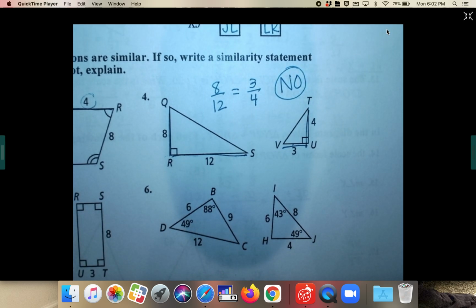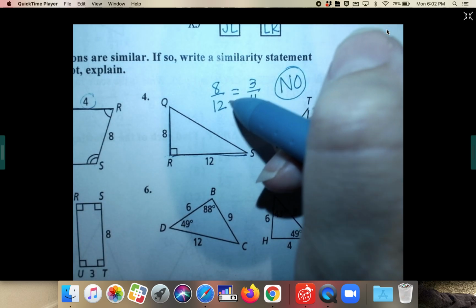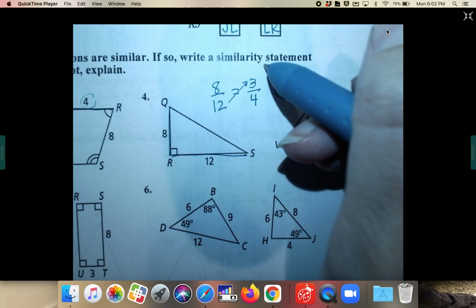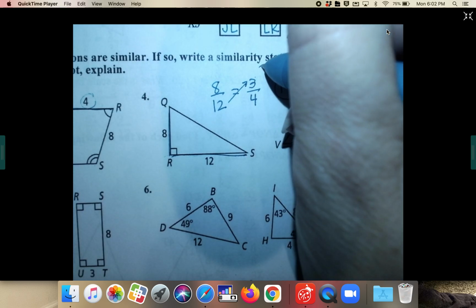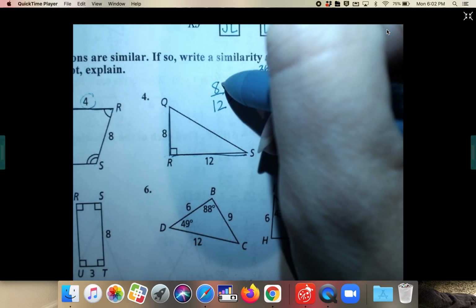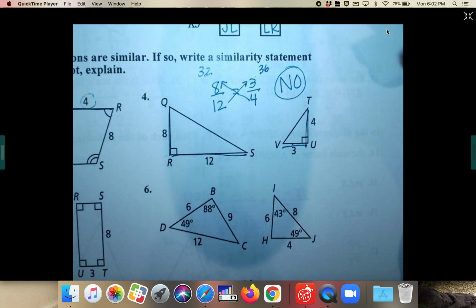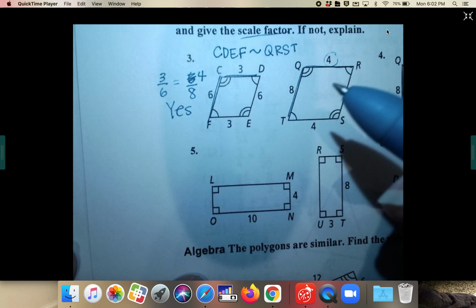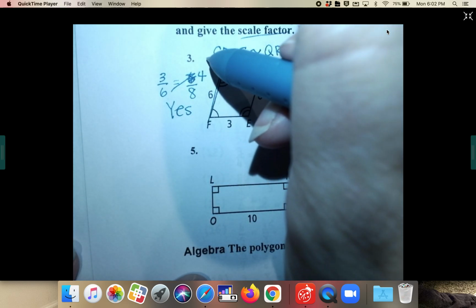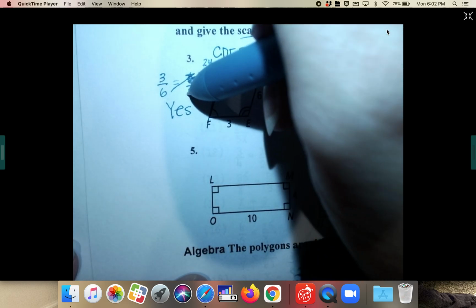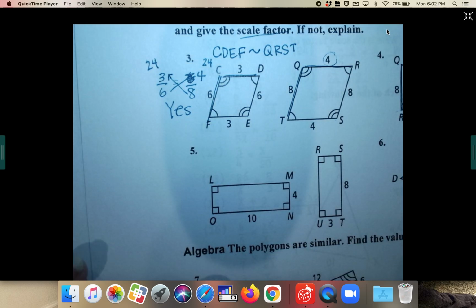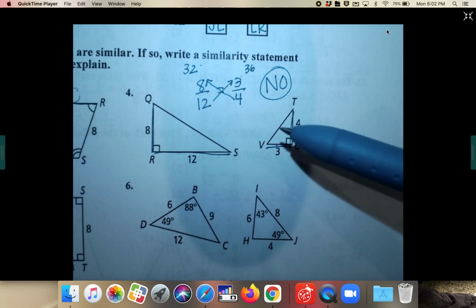Another way that I've seen people do this that actually is pretty genius is if you cross multiply and write the number up, like 12 times 3, it's 36, and 4 times 8 is 32. So if these numbers are not the same, it's a no. Like, look what we could have done back here. 6 times 4 is 24. 8 times 3 is also 24. So that was yes. So that's a good way to do it as well.